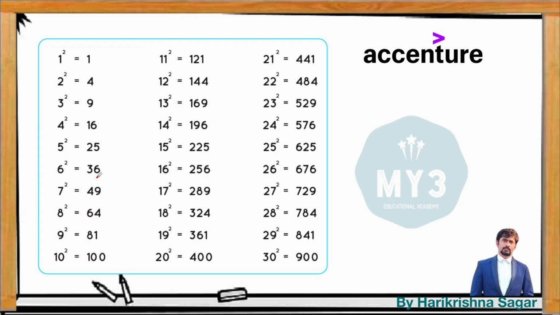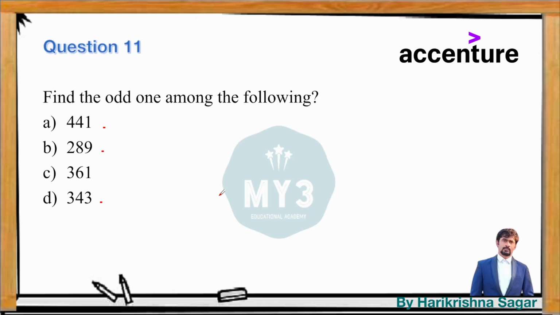Find out the odd man out: 441, 289, 361, 343. If you look at these numbers, 441 is a perfect square, 289 is a perfect square, 361 is a perfect square, but 343 is not a square number. 21 square is 441. 17 square is 289. 19 square is 361. But 343 is not a perfect square. Actually, it is a perfect cube. 7 cube is 343. So you can mark the answer choice as option D here.